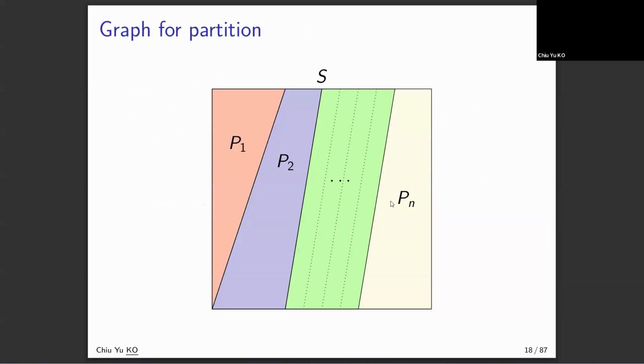The graph: the sample space is S. You cut into n different parts, and none of the parts are going to intersect with each other, and the union of all the parts is the sample space. So that's, the intersection is empty, and the union of them is the sample space. Okay. Now we are ready to define.